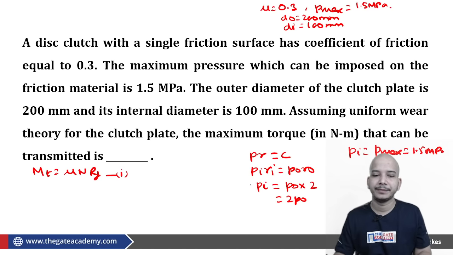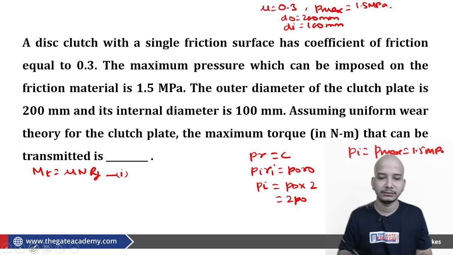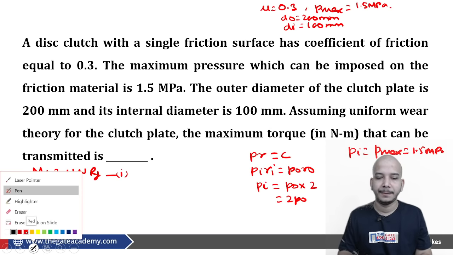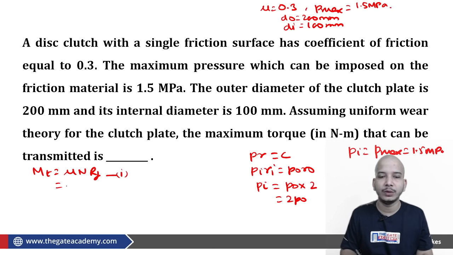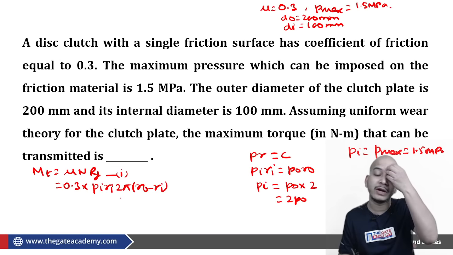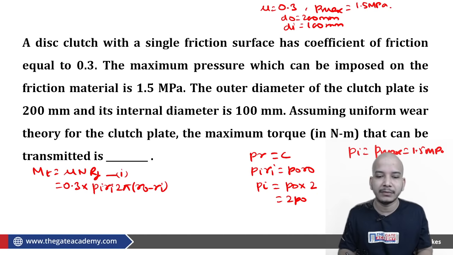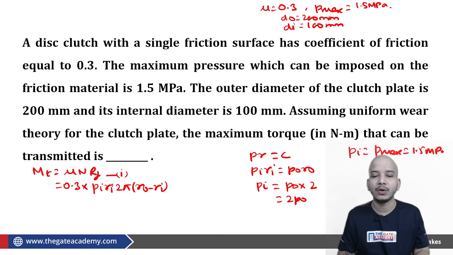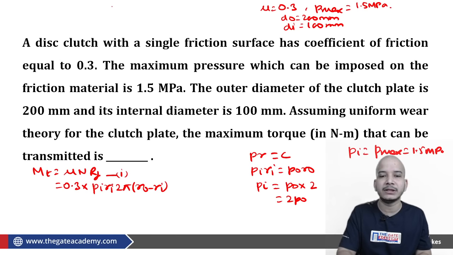So from here you can say that MT is equal to mu into N into RF. Mu is 0.3. N is equal to PI Ri into 2 pi into Ro minus Ri. This is the formula which you have to keep in mind. Basically, what I am memorizing is P into 2 pi R dr.